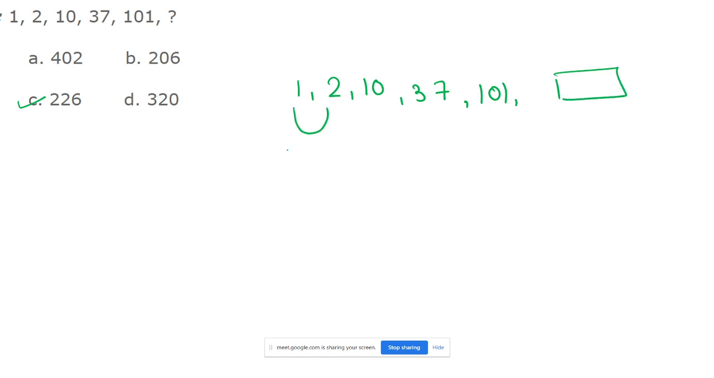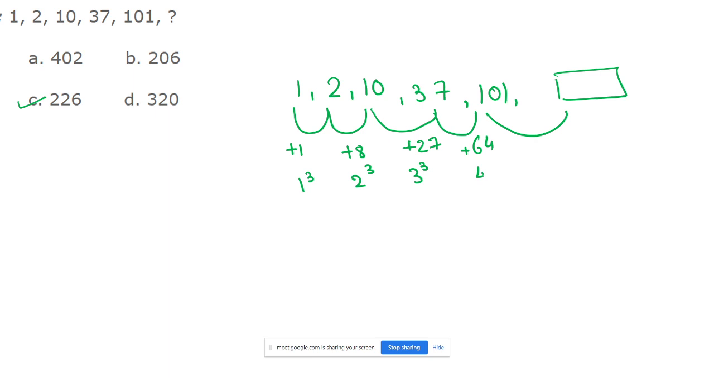The differences are plus 1, plus 8, plus 27, plus 64, and the next difference should be what? It is nothing but 1 cube. This was 2 cube, this is 3 cube, this is 4 cube. The next difference should be 5 cube.